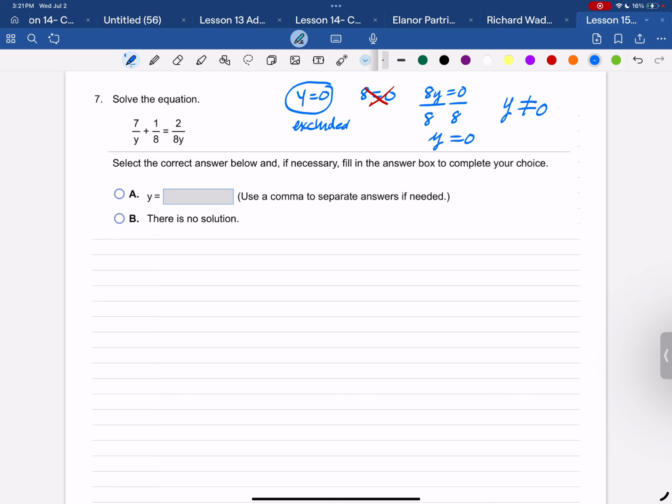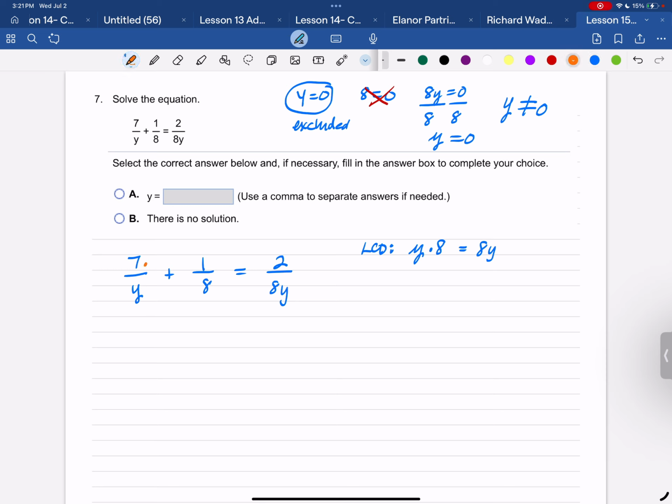So here we go. 7 over y plus 1 over 8 equals 2 over 8y. My LCD, well, to find the LCD, we would factor, but none of these denominators are polynomials. They're all monomials, so there's no factoring to be done. So I'll list my first denominator. The factor missing from the second denominator is 8. And then that's equal to 8y, and that's going to be my LCD because that's what the third denominator is.